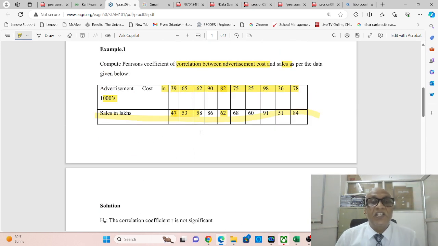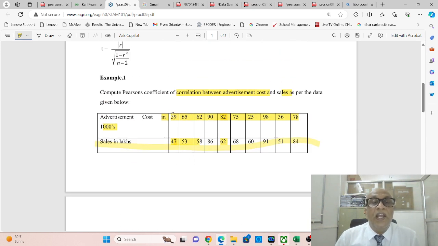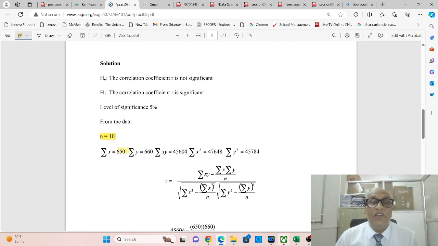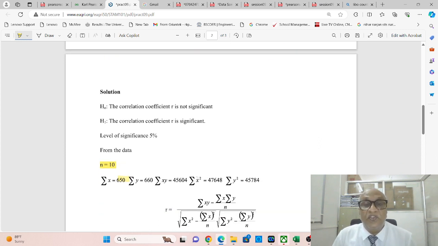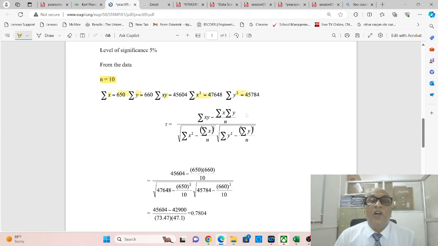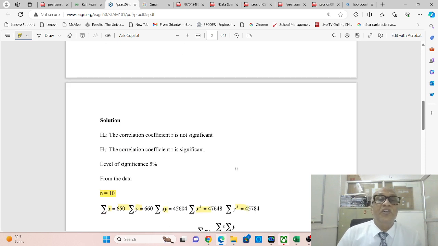So summation of xy will be how much? I have to x into y. I have to do the multiplication. Then I have to take the summation of xy. Summation of x square will be how much? So I have to take x square plus all these x square I have to add. Then I have to take the summation of x square. So like this, summation of x, summation of y, summation of xy, summation of x square, summation of y square, I have to calculate. After that, I have to use the Pearson's correlation coefficient formula.